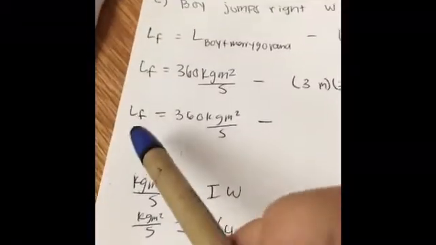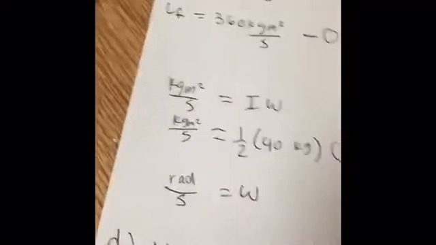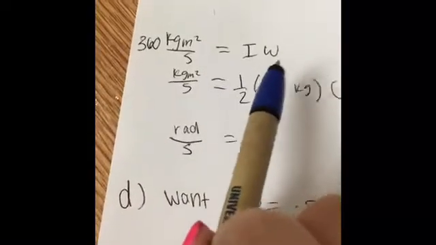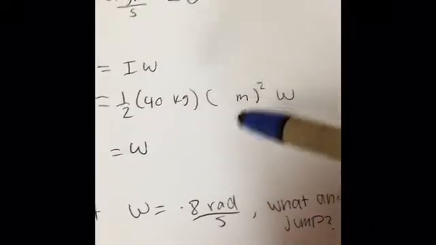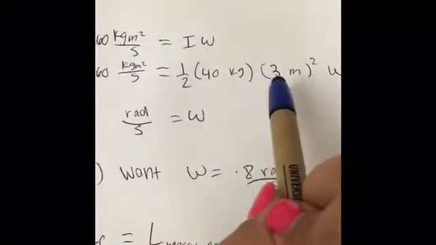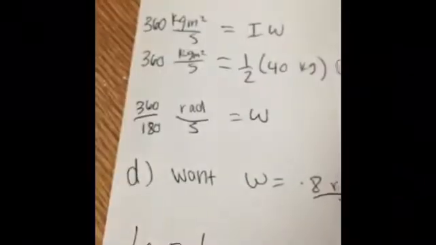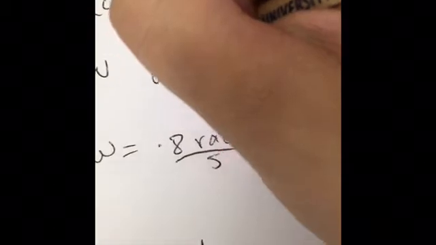So we have our angular momentum of the merry-go-round being 360 kilograms meters squared per second minus 0. Again, like in part B, we set this new angular momentum equal to the moment of inertia times the angular velocity. So 360 is equal to 1/2 the 40 kilograms of the merry-go-round. Since it's a solid disk, we do 1/2 mr squared, and its radius is 3. When we multiply all this out, we get 40 times 9 divided by 2, which is 180. So 360 over 180 gives us 2 radians per second as our angular velocity.